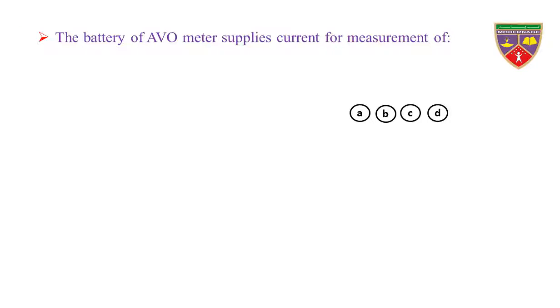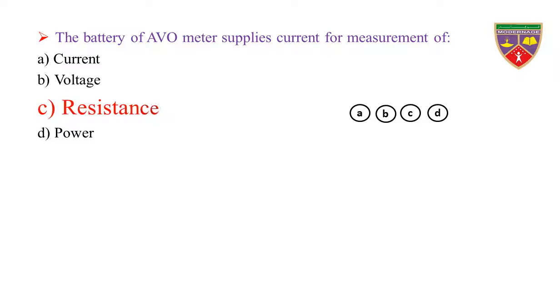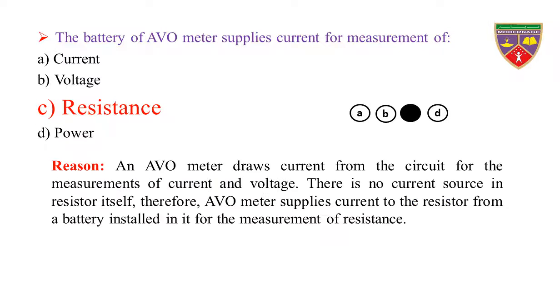The battery of avometer supplies current for measurement of option A current, option B voltage, option C resistance, option D power. The key is resistance. Therefore, the correct option is C.